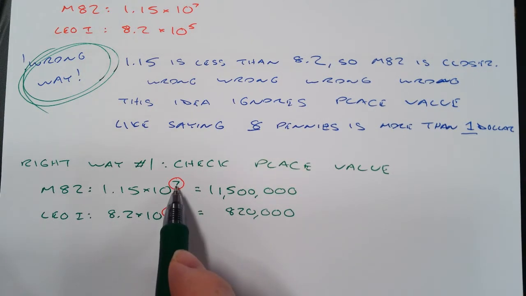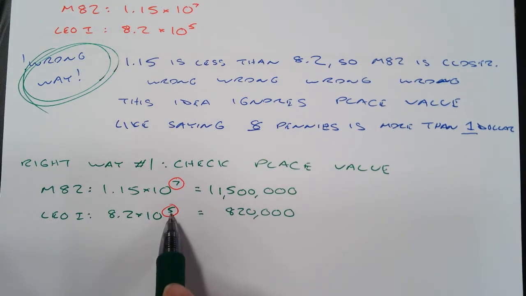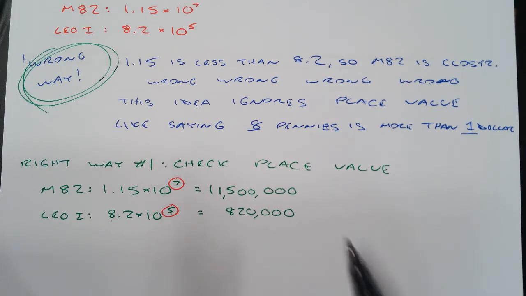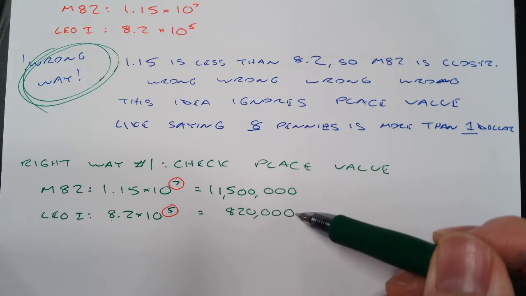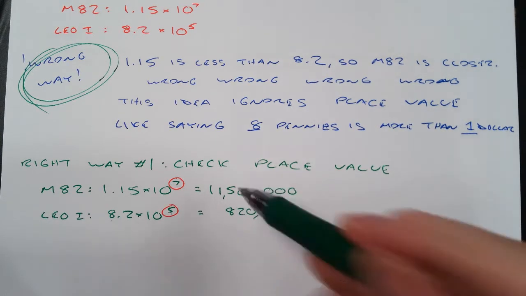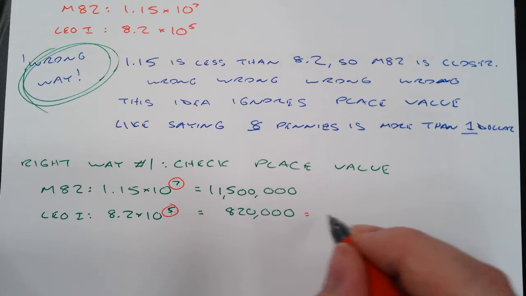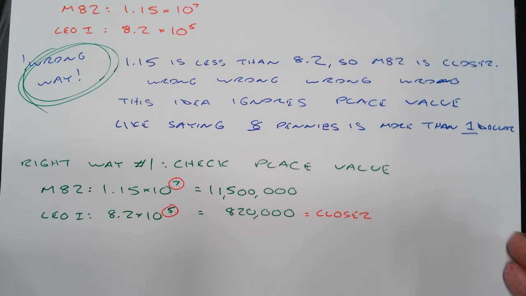This has 7 digits plus that 1. This is an 8-digit number. This is 5 plus that 1 in front of the decimal. This is a 6-digit number. I don't know about you, but if people are offering me money, do I want 11 million or do I want 800,000? I'm picking the 11 million, not the 800,000. So when you see the number in standard notation, when you look at the place value, you see that the Leo 1 Dwarf is closer to Earth.